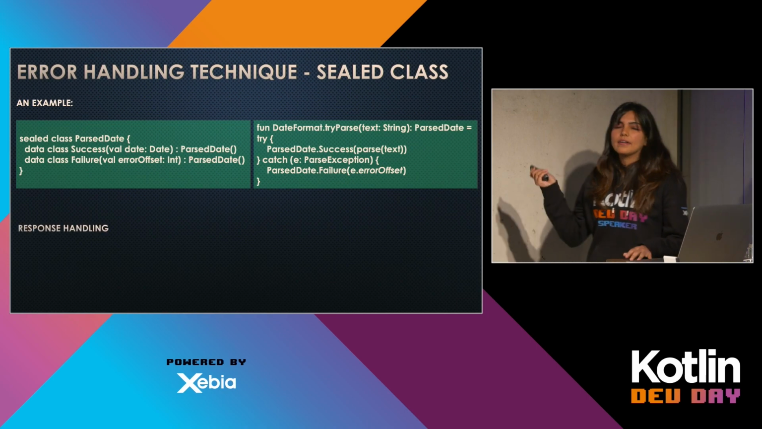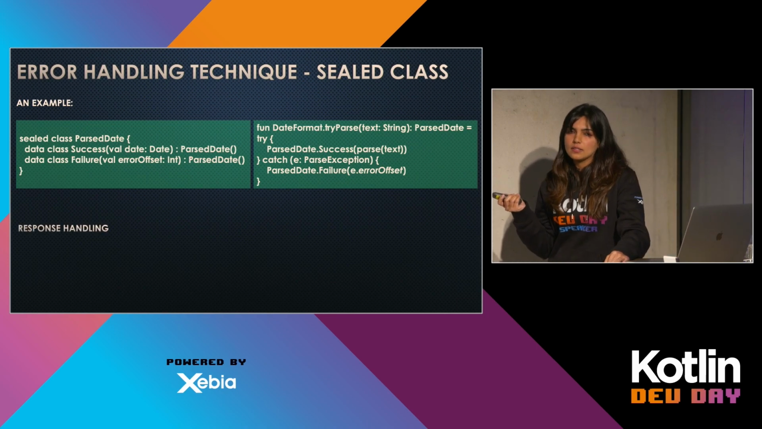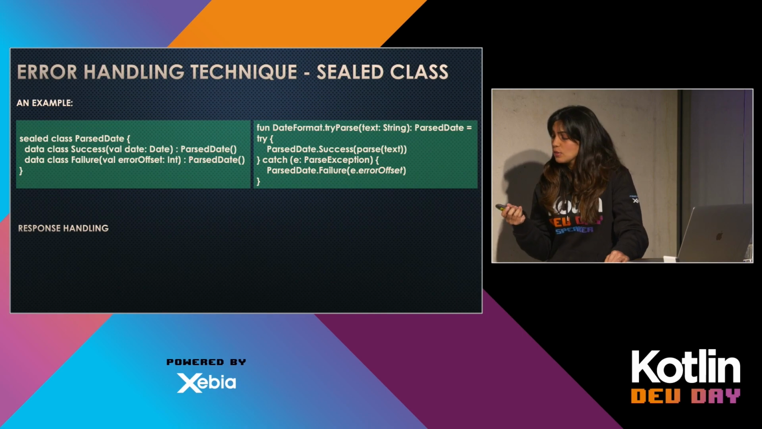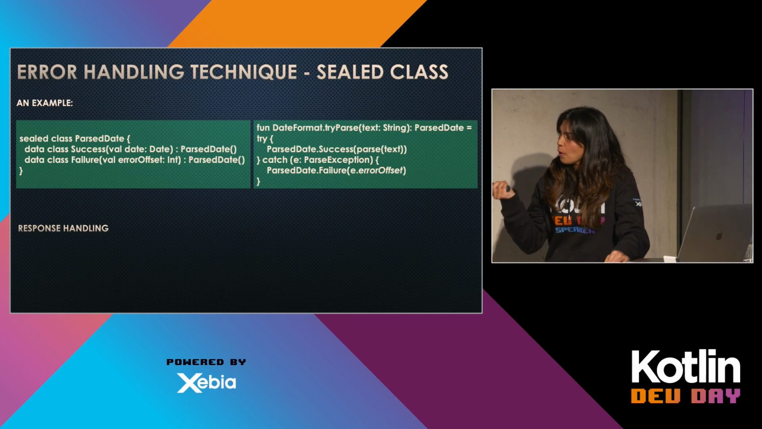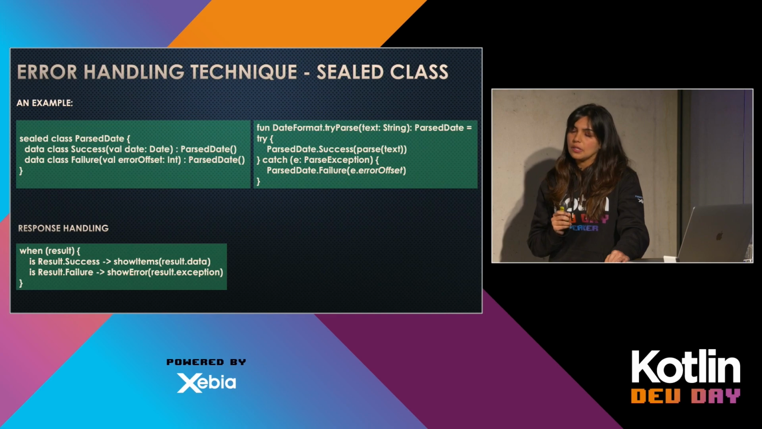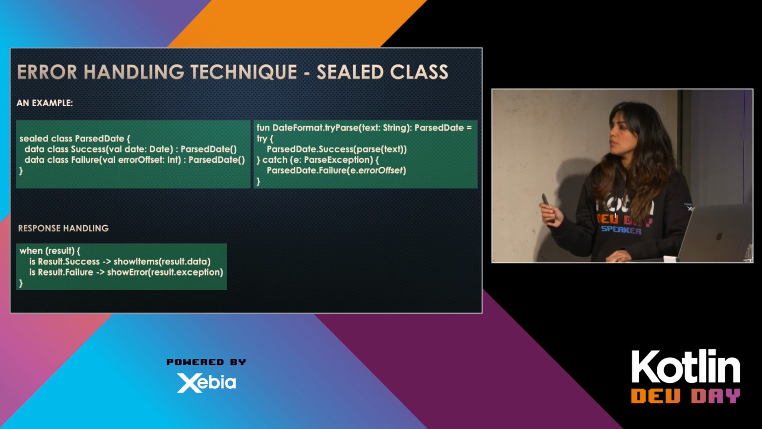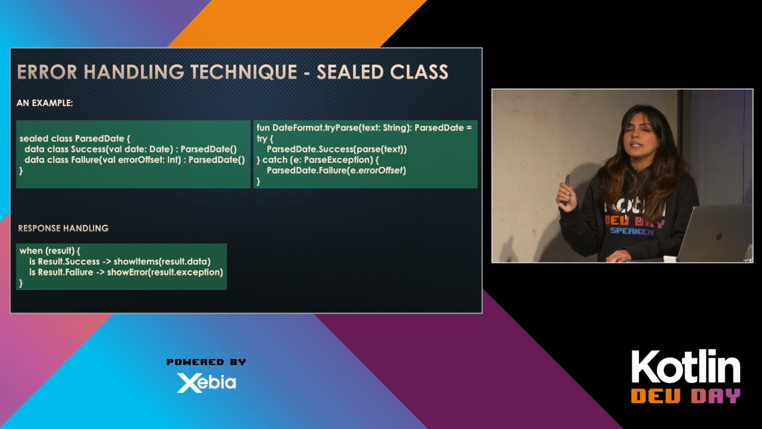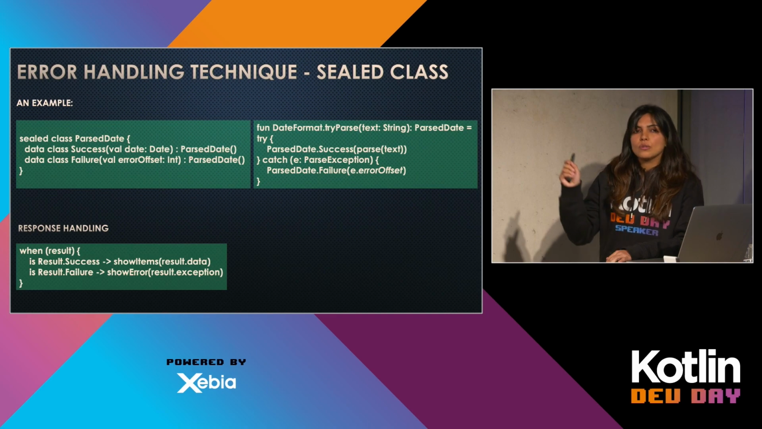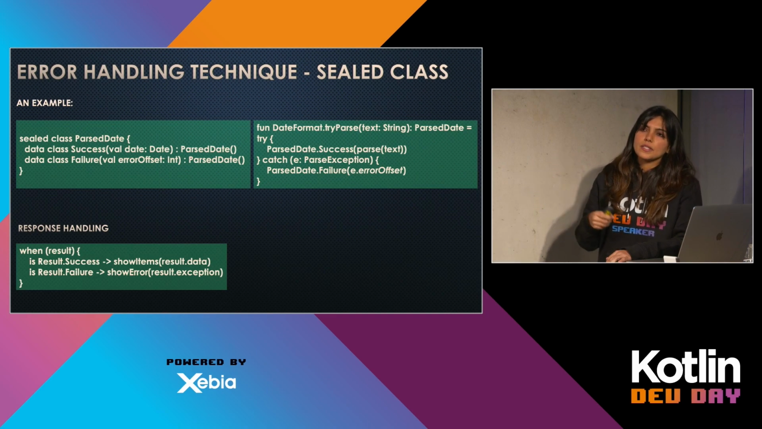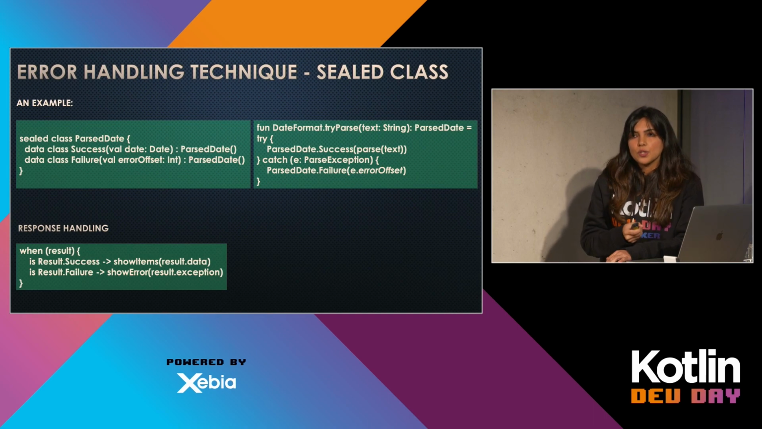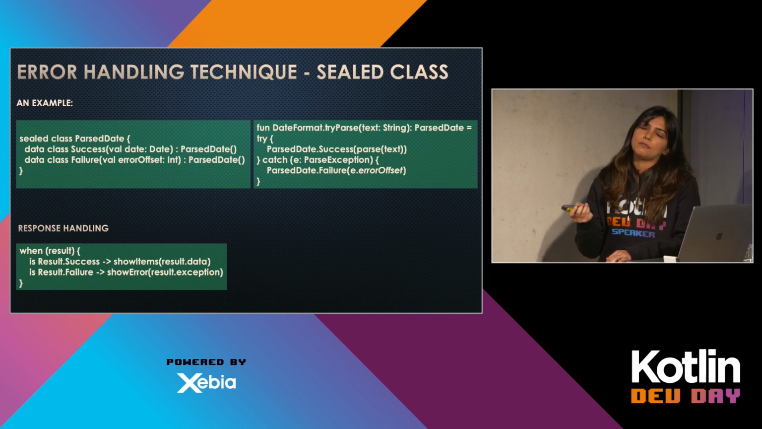Now, how to handle the response from the sealed class? There are multiple ways to do it. I think one of the most popular ones is using a when expression. The advantage of using a sealed class with a when expression is that the compiler forces you to handle all the scenarios that you have specified. So in our case, for ParseDate, we have specified Success and Failure. So the compiler, when using a when expression, forces you to handle both of them.